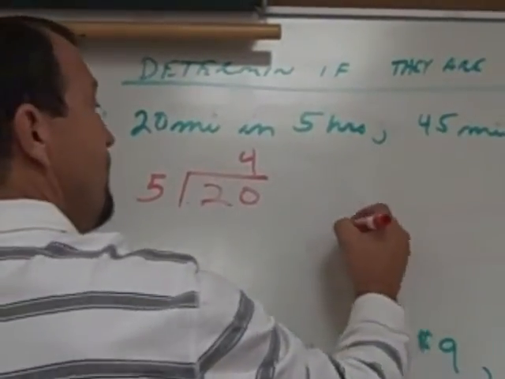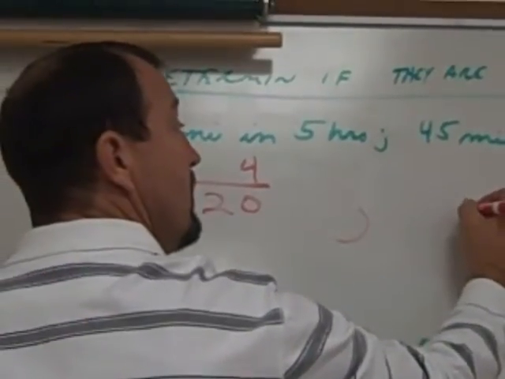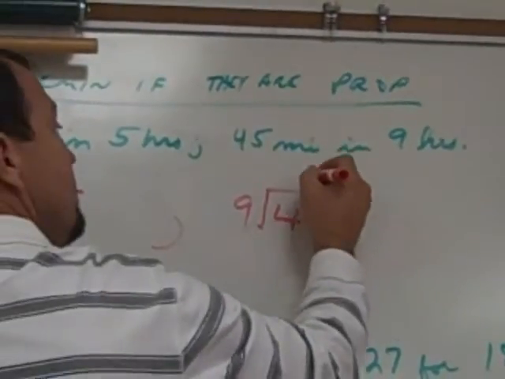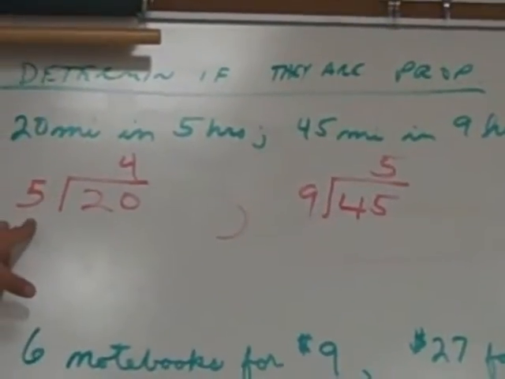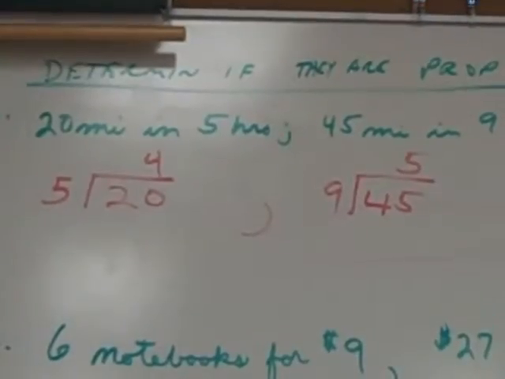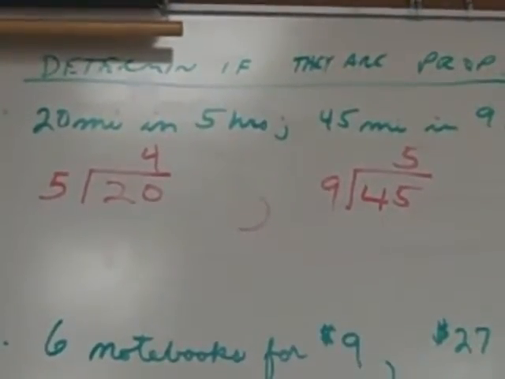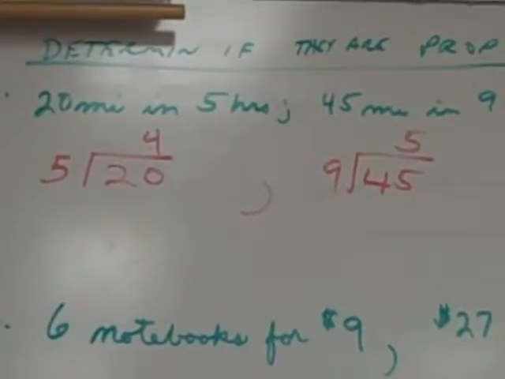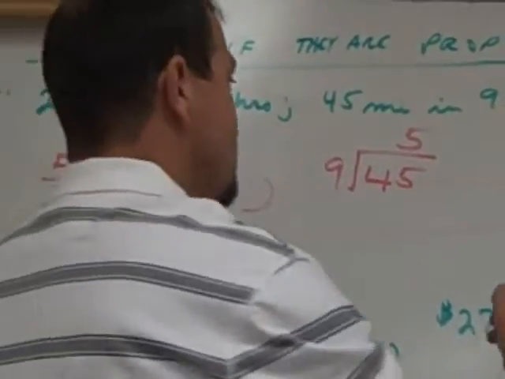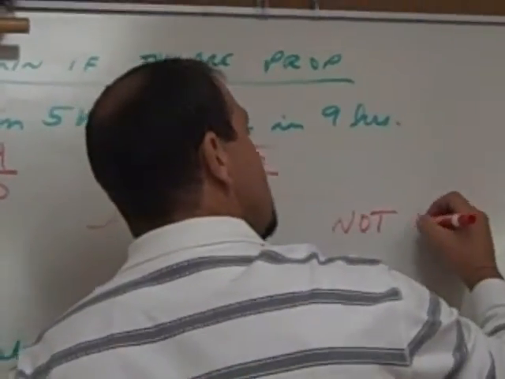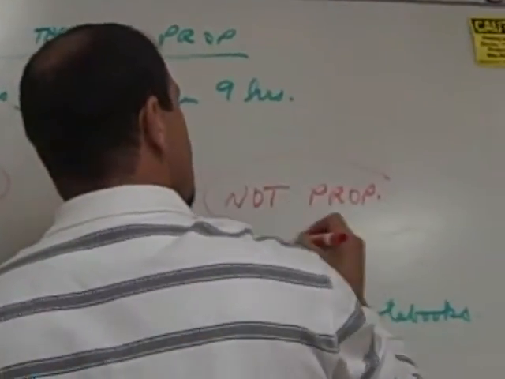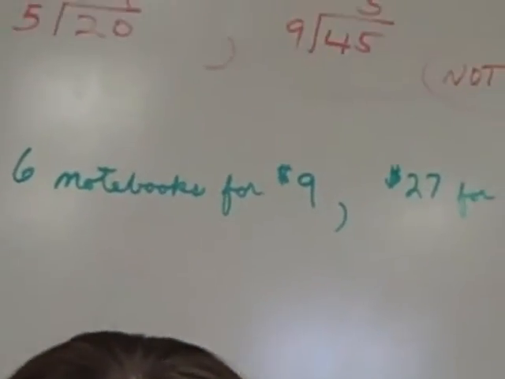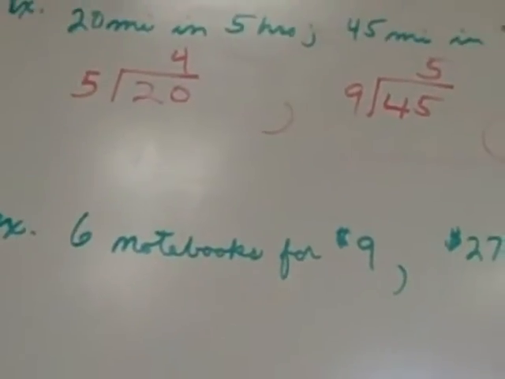The other one. 45 divided by the 9. 5. This rate is 4 miles per hour. This rate is 5 miles per hour. Are they the same? No. So you write not proportional. Not proportional. How easy was that? A lot of writing. Pretty easy, eh?